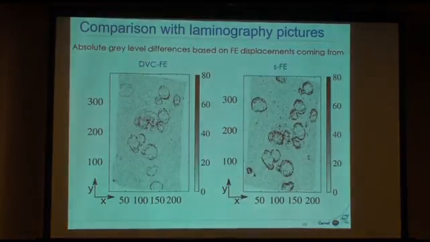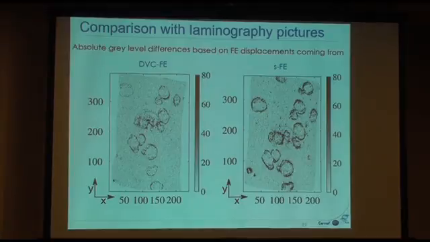Another way is to compare, in terms of high level residuals, the differences between the predicted FE simulations and the results from the laminography pictures. We superimpose these gray levels, we make the difference between the gray levels of the laminography pictures and the FE simulations, and the black area here corresponds to the maximum of error that we get on the region of interest between the simulation and the experiment. If you compare the DVC FE and the strong FE simulation, you see that you have higher errors here, and we can assume that maybe this approach is less good than this one. But this is just a qualitative result, so we need quantitative comparisons.